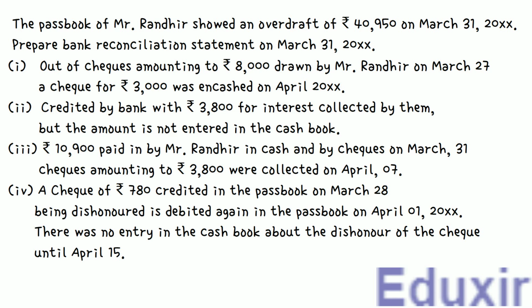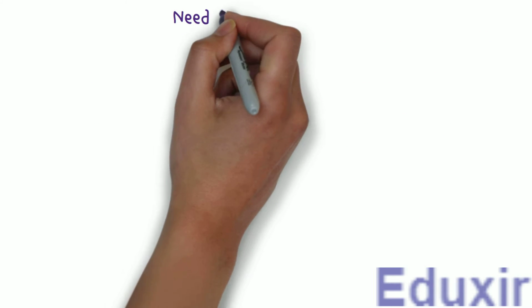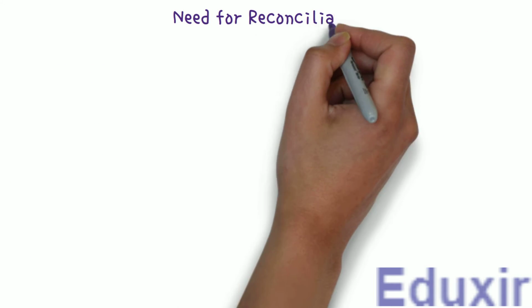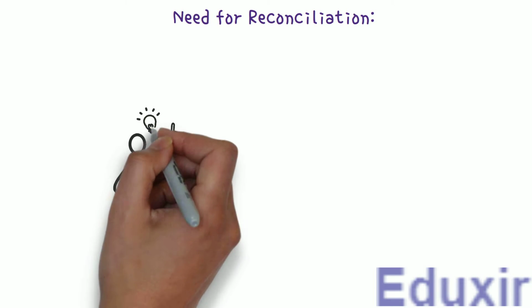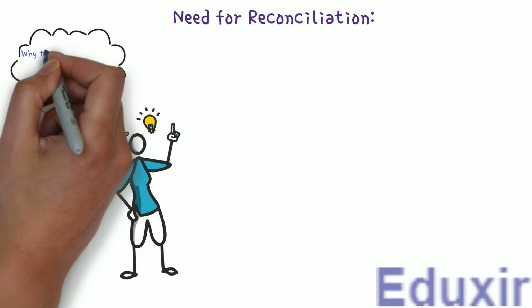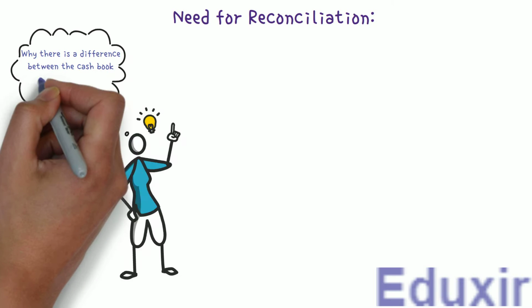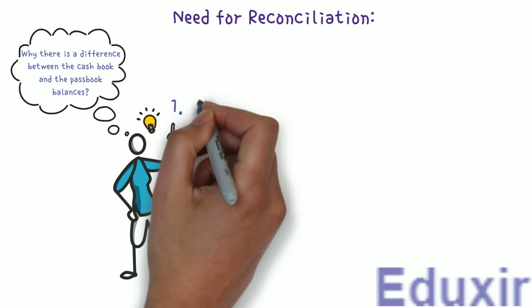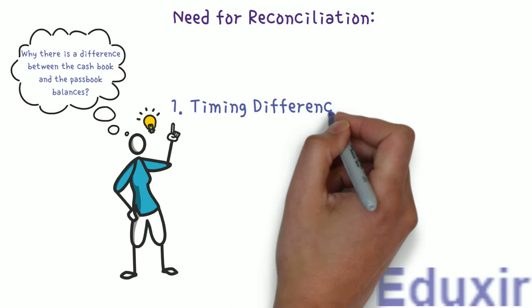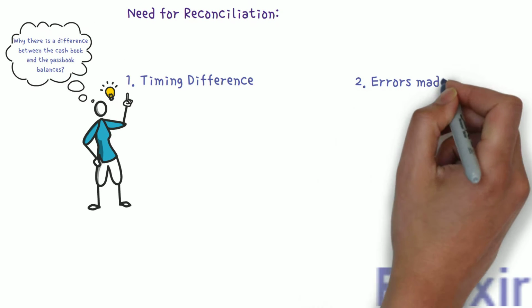Before we proceed with the analysis of these particulars, let us first recap about why there is a need for reconciliation. By preparing the bank reconciliation statement, we get an idea about why there is a difference between the cash book and the passbook. The difference could be due to timing difference on recording the transaction, errors made by the business or the bank.